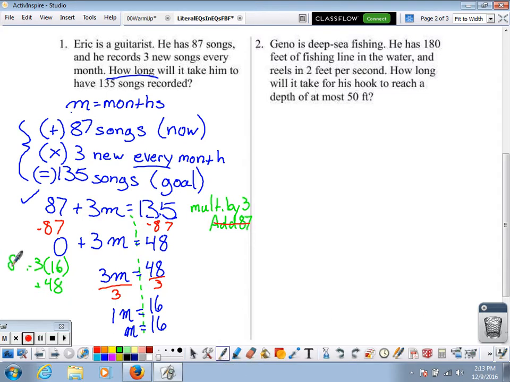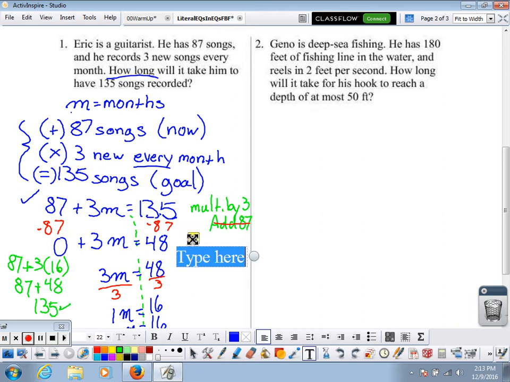Okay, 87 plus 3 times 16. 3 times 16 is 48. 87 plus 48 does, in fact, give us that 135. So the solution checks out, but the question was asked with a complete sentence. So we should answer it with a complete sentence. Can you give me a complete sentence, please? It took Eric 16 months to record 135 songs.